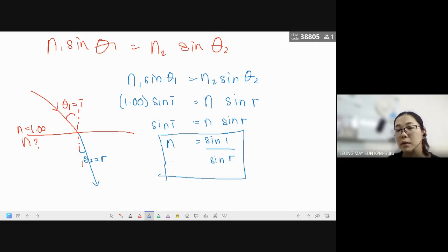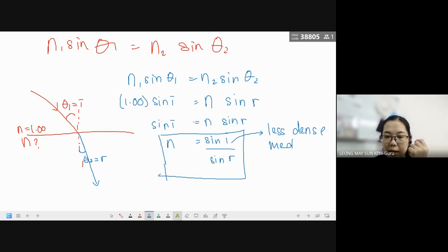All right, lower science. Now, that's why I said there's one assumption. When you use this formula, n equals sine i over sine r, the assumption is that the incident angle i is in the less dense medium.